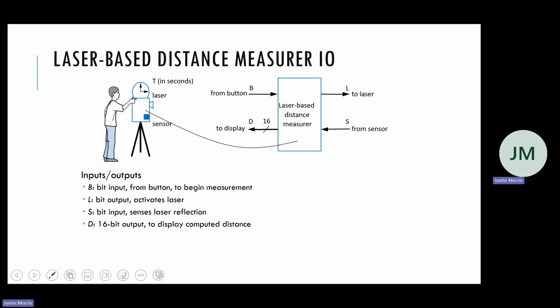So here are our inputs and outputs for our high-level state machine. We have B, which is a button to begin measurement. We have L, which is the laser output. Is it going to be on or off? We have S, which is our sensor for the laser when it comes back. And then we have D, which is displaying the computed distance.